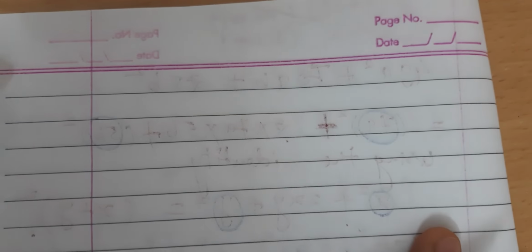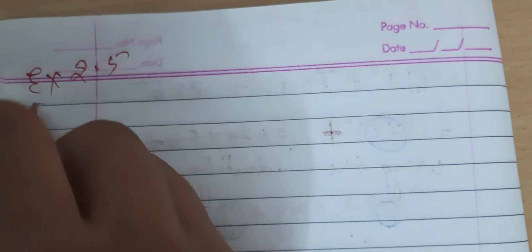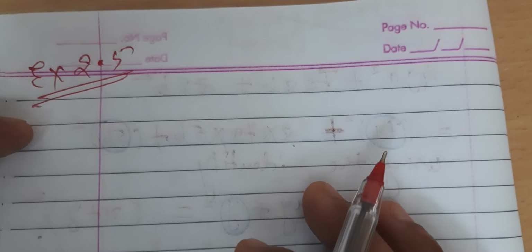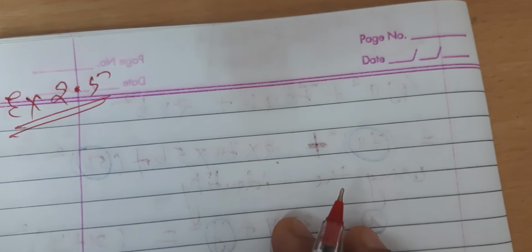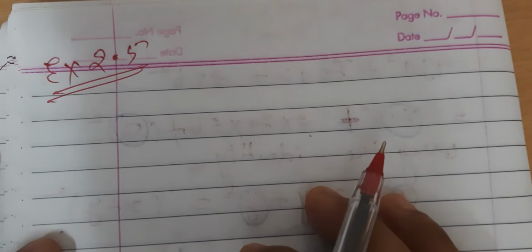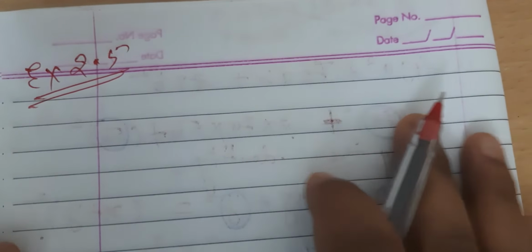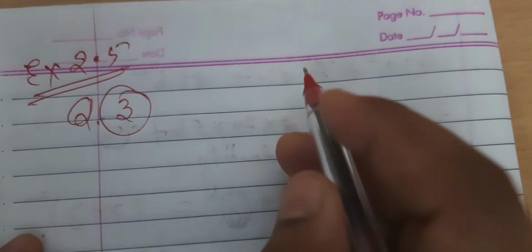Now I'm taking question from the exercise 2.5. Whatever questions we have done in the class, you solve all the questions, and the remaining questions from the exercise you can solve on your own. Means first 3 questions we have covered from this exercise 2.5. So now I am taking question number 3.